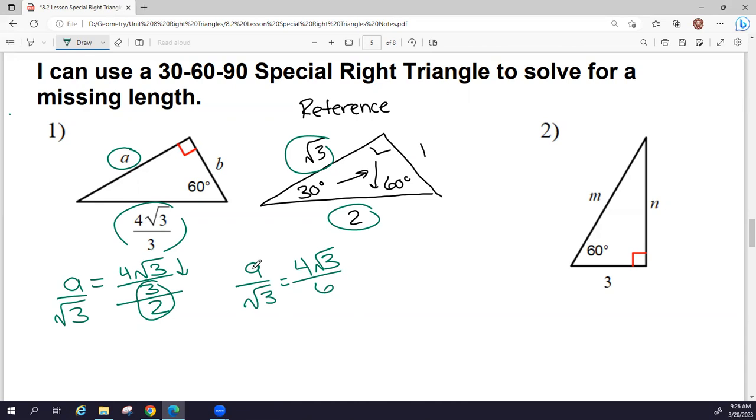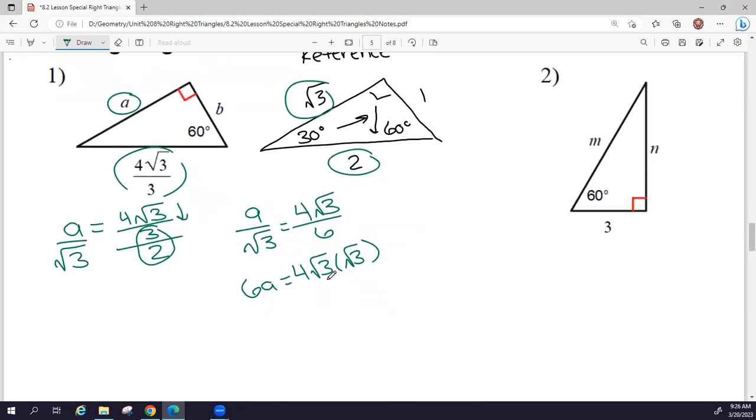And now I can cross multiply. A times 6 is 6a. 4 root 3 times root 3. The more you do these, the more comfortable you get. When I multiply a square root times itself, we're left with just the number that was underneath the square root. So this becomes 4 times 3, which is 12. And then we divide both sides by 6 to get a to be 2.